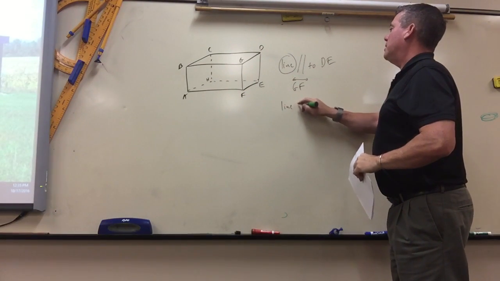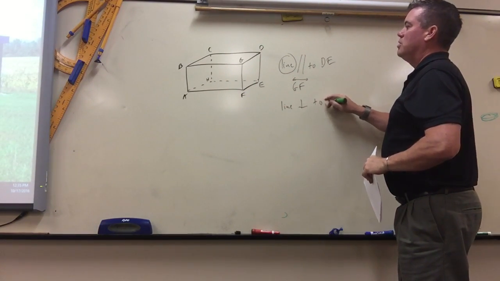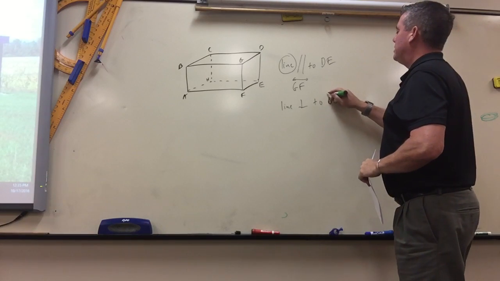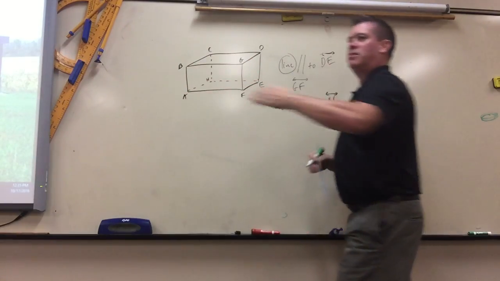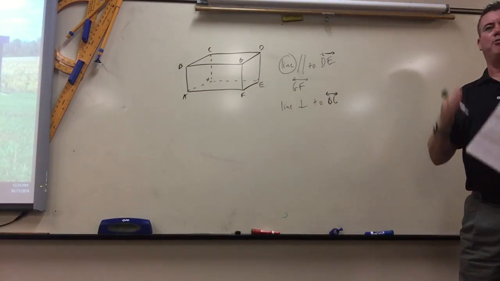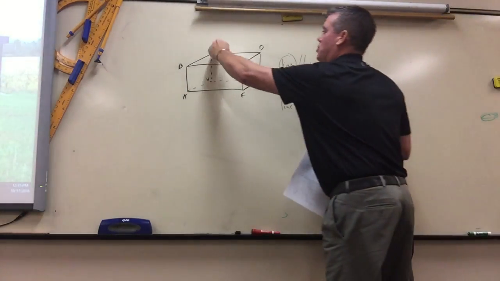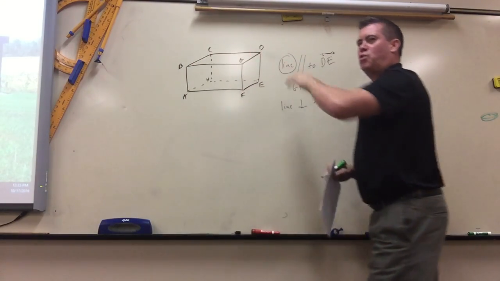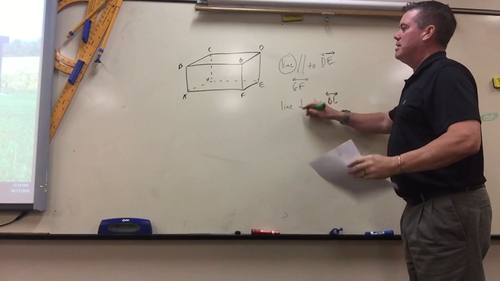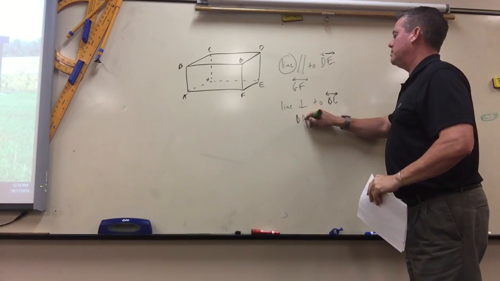So a line perpendicular to BC. Perpendicular means that they form a 90. So you could have this one, this one, this one, or this one, because it'd be a corner of the box, which would form a 90. So I'll just put BA.